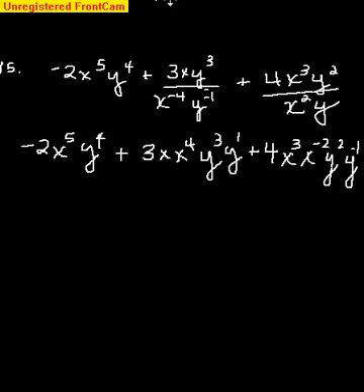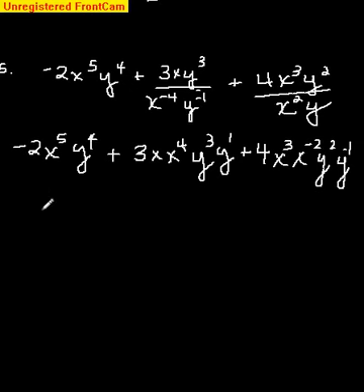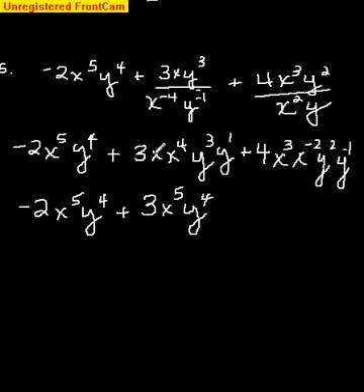Now we can add the like terms. Or not add the like terms, we can do the ones with the bases the same. So we get negative 2, x to the 5th, y to the 4th, plus 3, x to the 5th, y to the 4th. Okay, now we can add with the same bases. Remember, there's a 1 if there's nothing written. We add these together, same bases, we add our exponents, plus 4, x to the 3 minus 1 would be 1, y to the 2 minus 1 would just be 1.